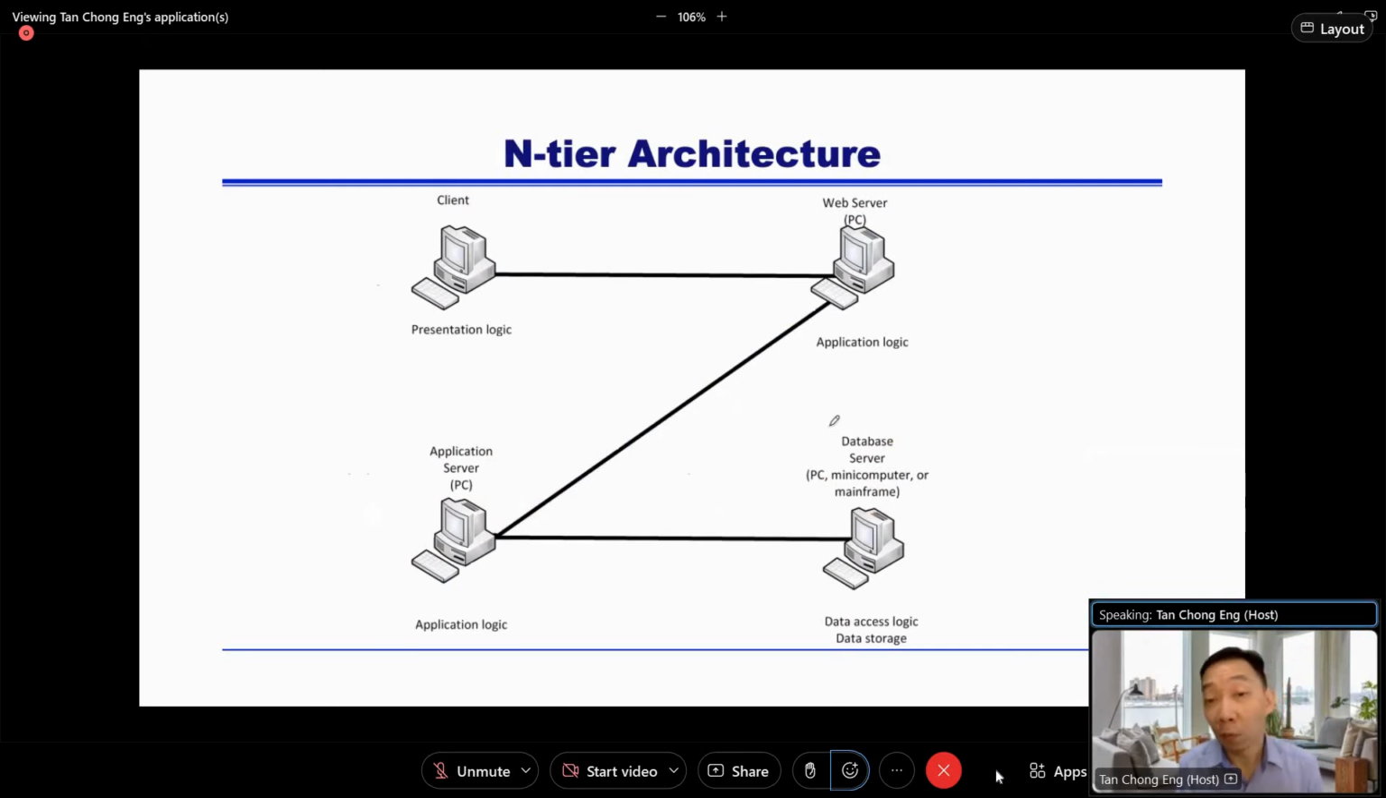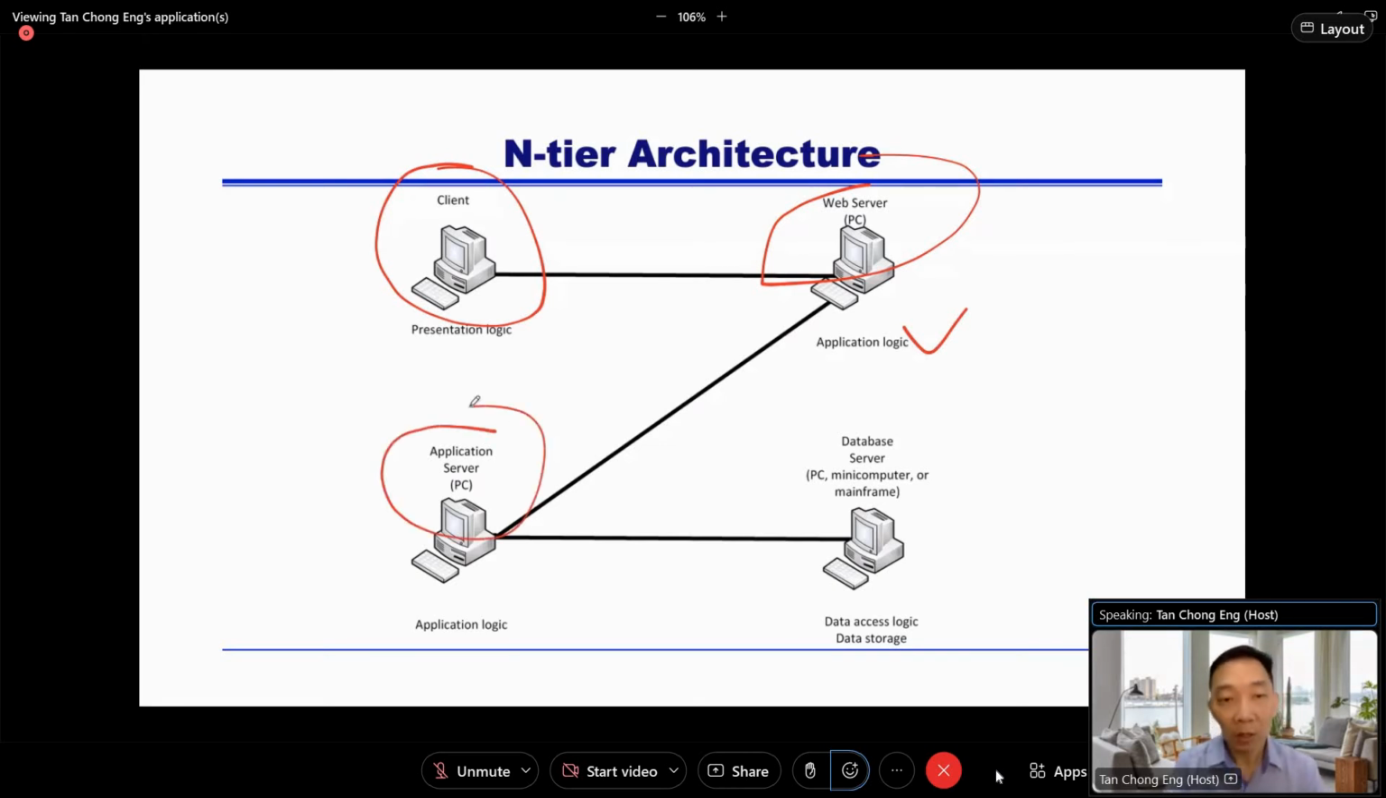And this is an N-tier architecture. If you look at this one involving 4 computers, the client is obvious, presentation logic, but you will have a web server here, and this web server is in charge of application logic, and then you have an application server. This application server will be in charge of application logic. And lastly, you will have a database server, and this database server is in charge of data storage and, at the same time, data access logic. So this is the N-tier.